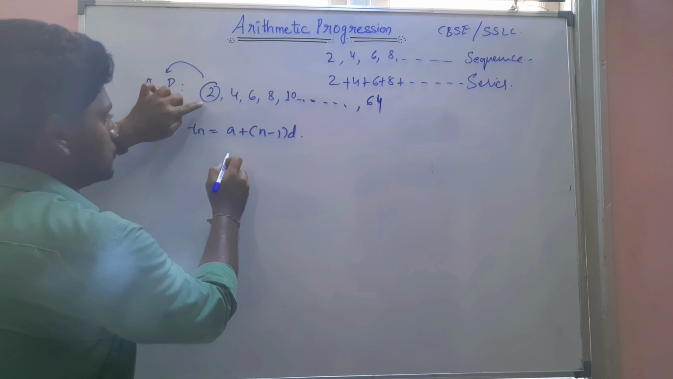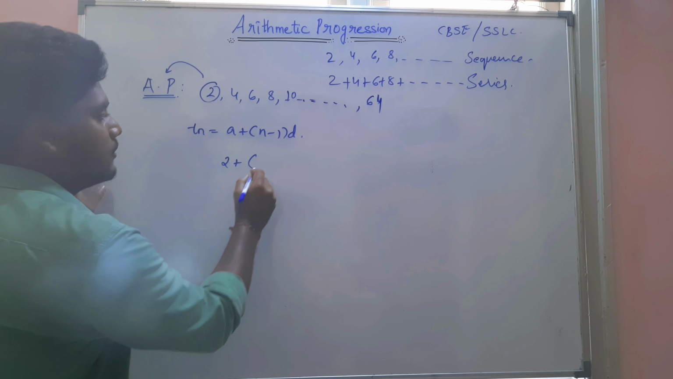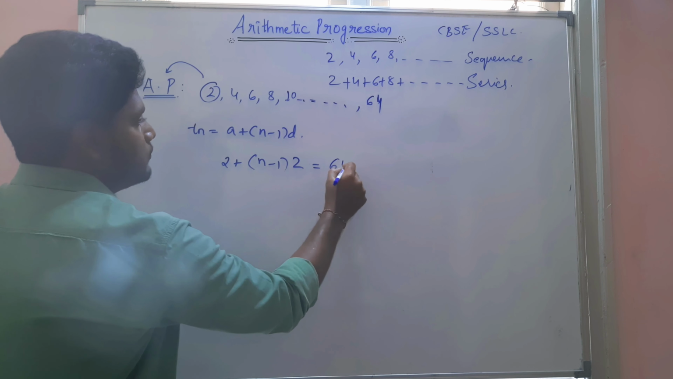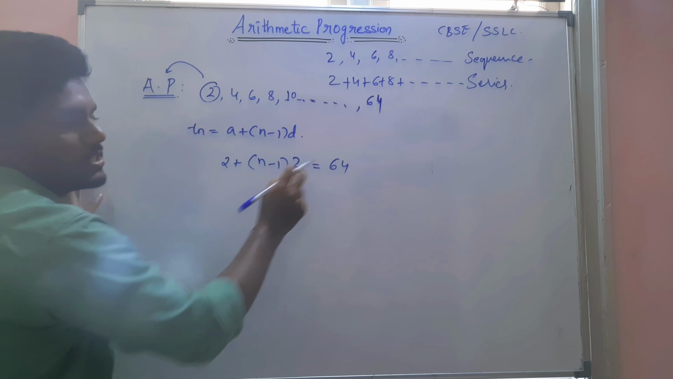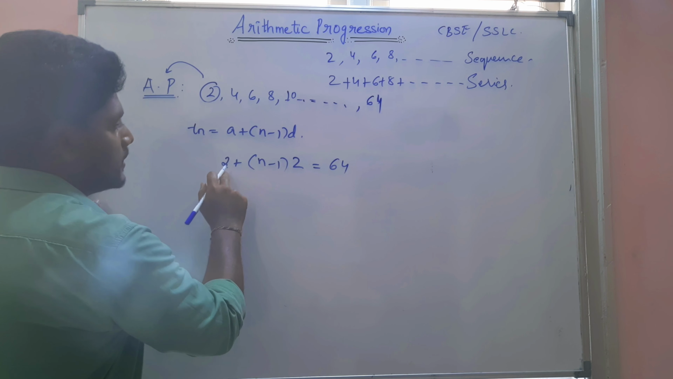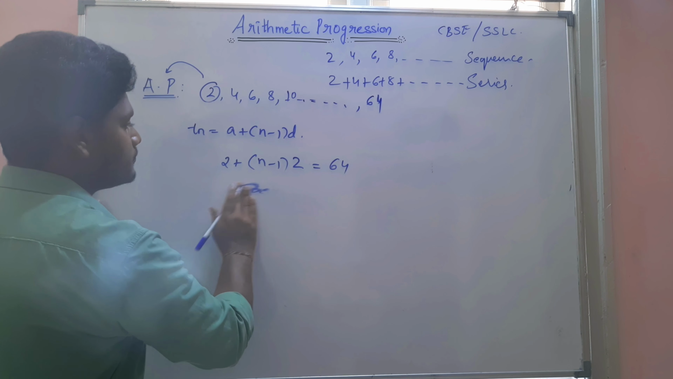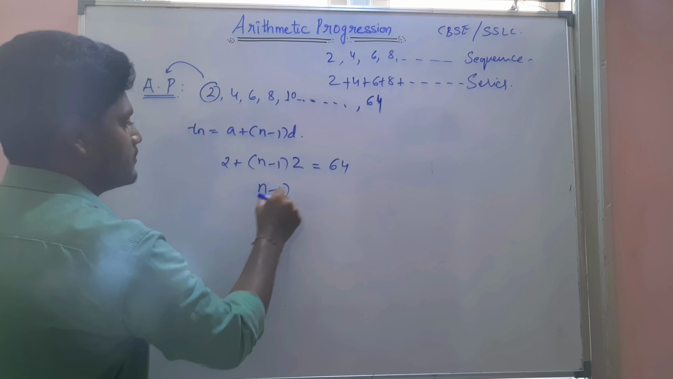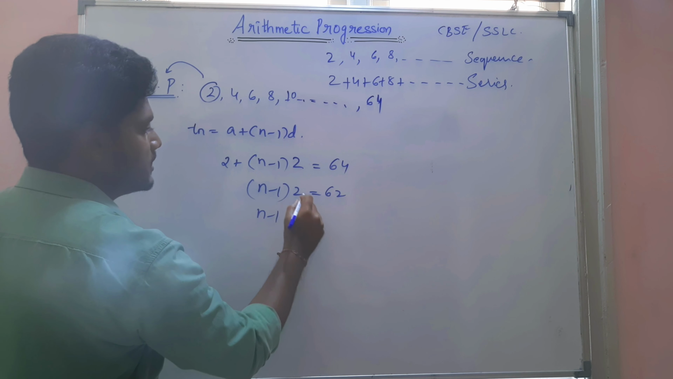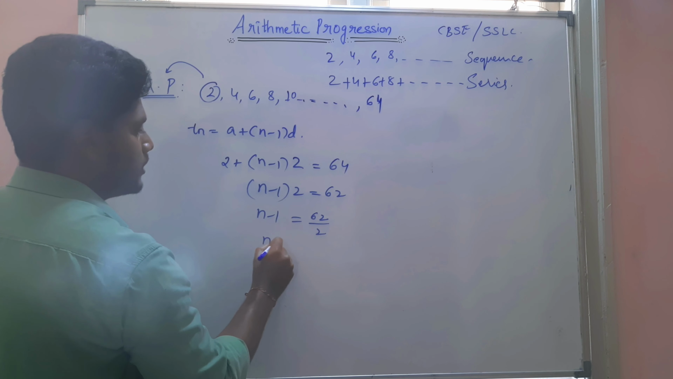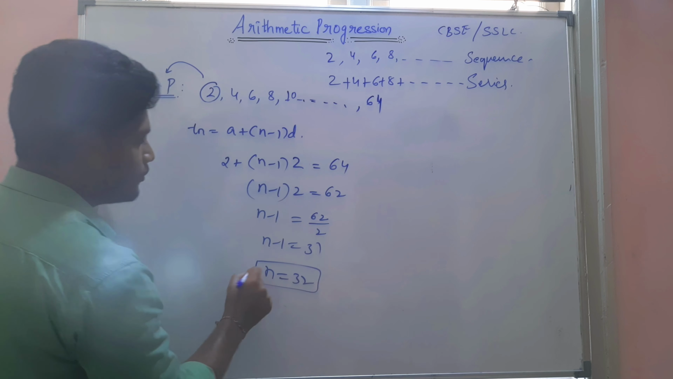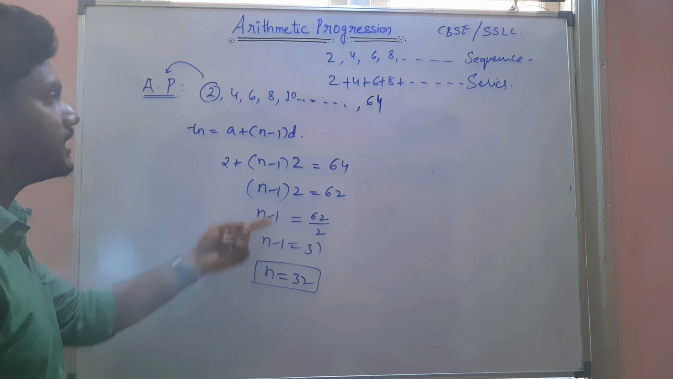As you know, the a value is 2, plus (n minus 1), n we don't know and need to find, into d, the common difference, that is 2, which is equal to 64. We know the particular nth term 64, but we need to find the number of terms, the n value. So (n minus 1) into 2 is equal to 64 minus 2, which is 62. So n minus 1 is equal to 62 by 2, which is 31, and n is equal to 32. Therefore the number of terms in this sequence is 32.